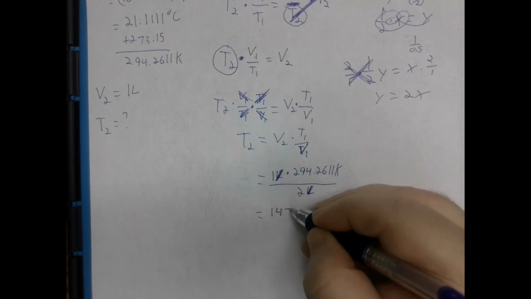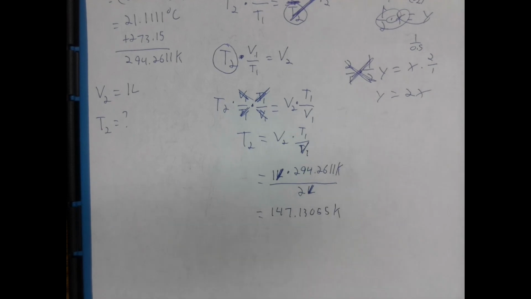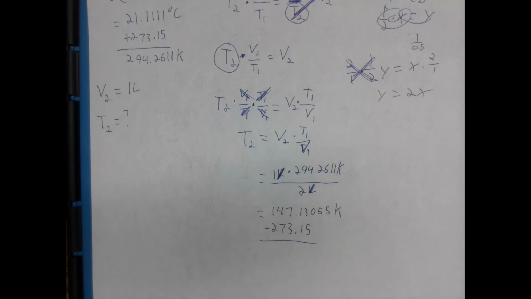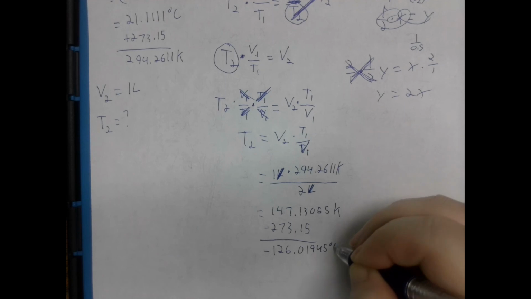So that's equal to 147.13055 Kelvin. And converting it back into Celsius, we would subtract 273.15. So negative 126.01945 degrees Celsius.